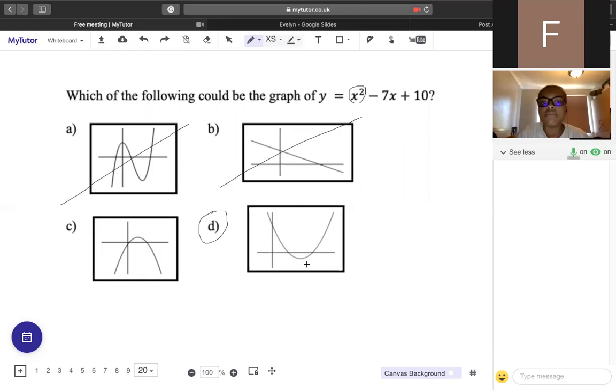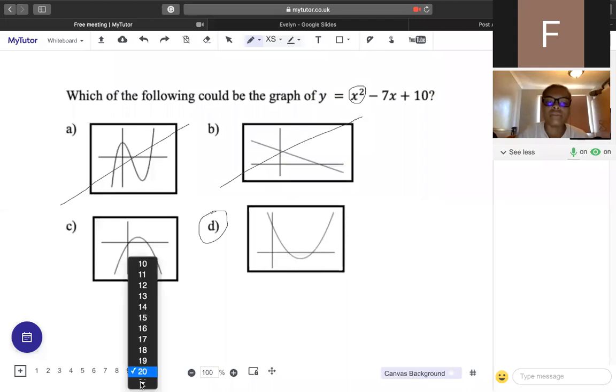So as I was saying before, the best way to answer these questions is by a process of elimination. Just eliminate the ones which you know are definitely not that one, and then you can decide which one is which at the end, once you've eliminated the ones which are obvious.